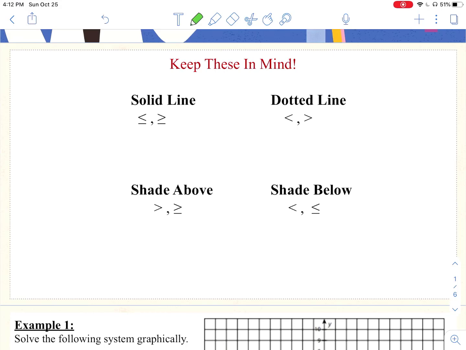And then we also know where we're going to shade our solutions based on our inequality symbol as well. So we're going to shade above our line if it's greater than or equal to symbol. And then we're also going to shade below if it's a less than or equal to symbol.